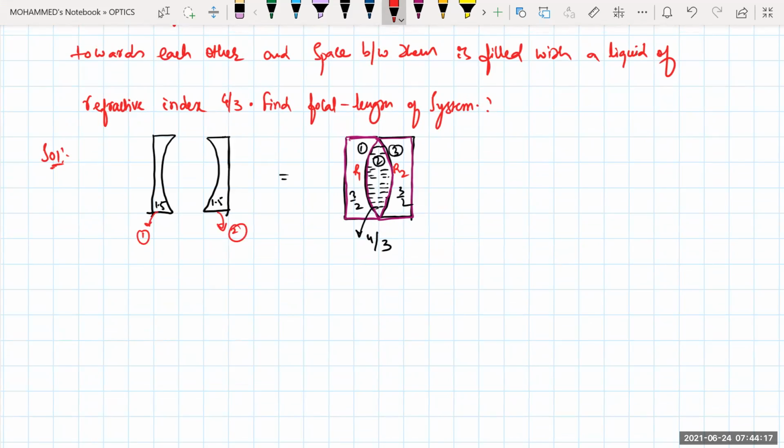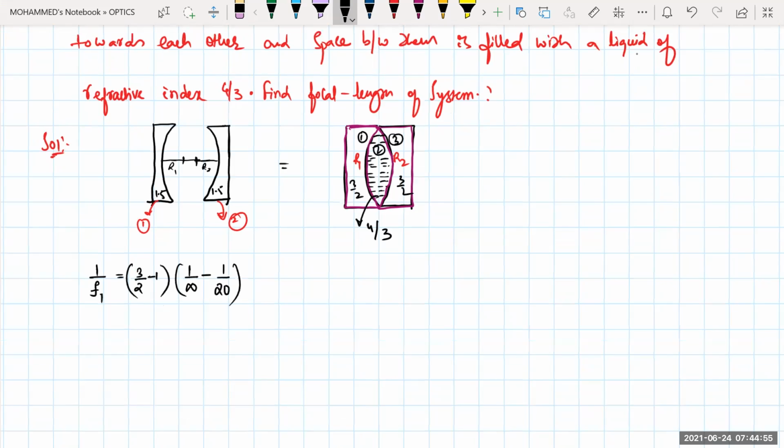Lens 1, if I am calculating the focal length: 1 by F1 will be equal to the refractive index of this one, 3 by 2, minus 1, into 1 by R1 minus 1 by R2. For a plano-convex lens, one surface will be infinity and another will be 20, in the same direction as the light. The center of curvature is here. If this is the curved surface, this will be the radius of curvature R1, and this one is R2. So for the first one, R1 is positive and R2 will be negative.